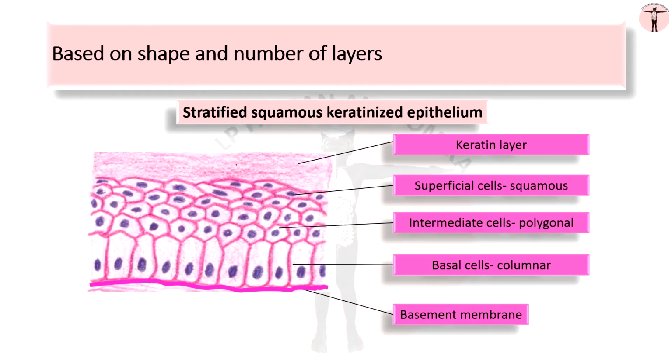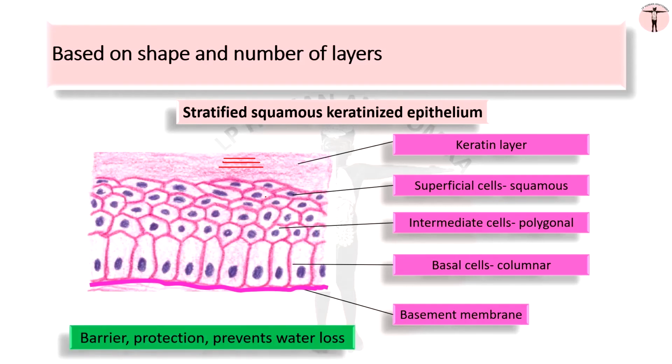Because they do not have nuclei, they are not living cells. They are called dead cells. The functions of the stratified squamous keratinized epithelium are that it acts as a barrier against infection, provides protection against mechanical injury, and prevents excessive water loss. This type of epithelium is present in the skin.